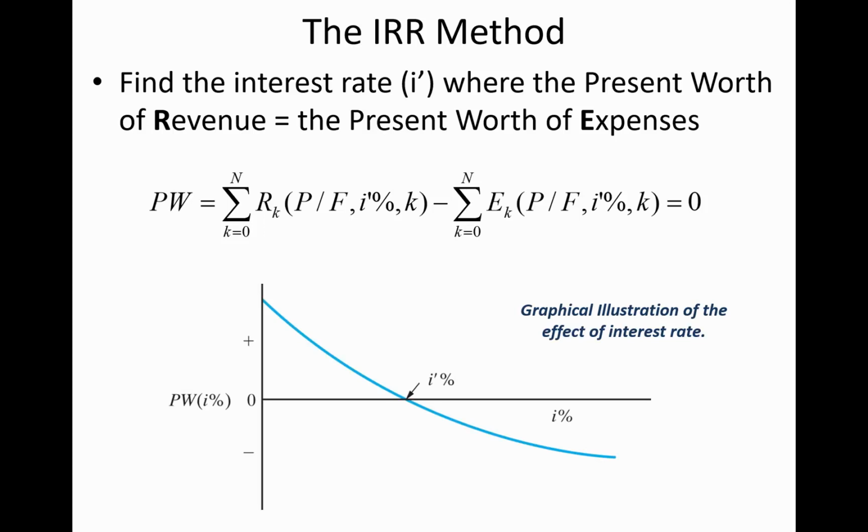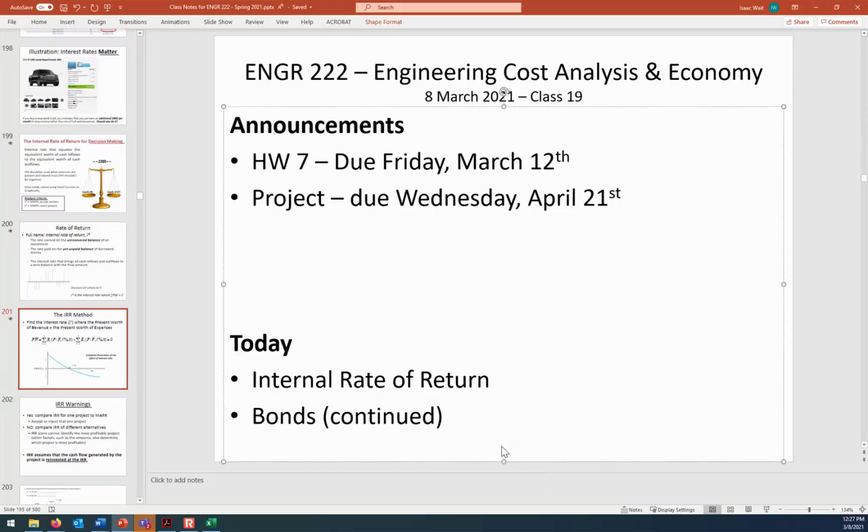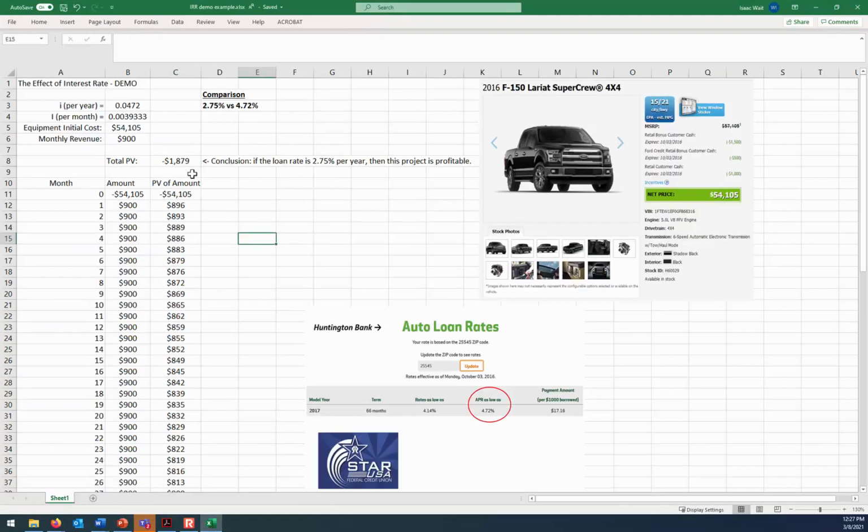So what we just looked at in Excel with the truck was when we had a low interest rate, there was a positive present worth, and when there was a high interest rate, there was a negative present worth. And so we could find out what interest rate is going to make it so that the total present worth is equal to 0. So is it 3%? 3% is too low. What about 0.035 per year? That's too high. 0.034. Getting close. That's actually good and close there.